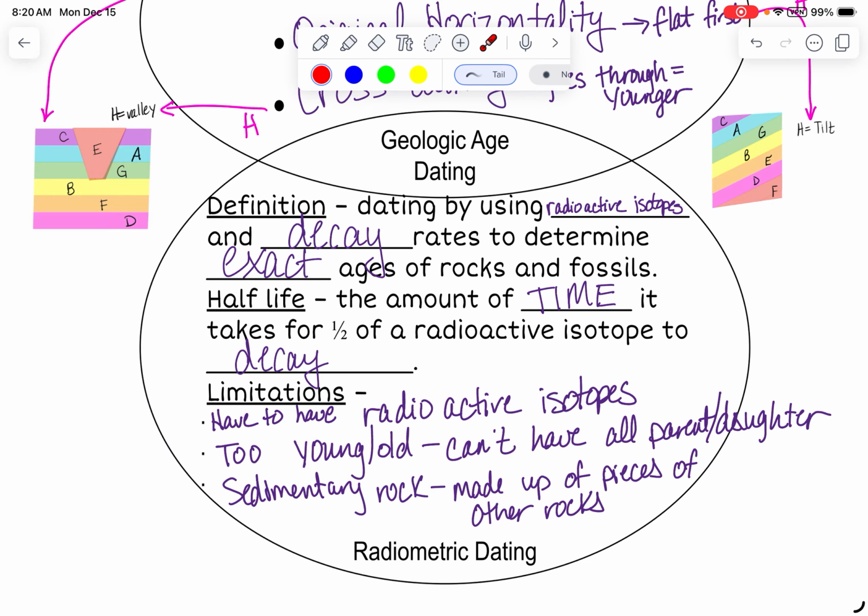And some of those objects have really long decay rates, like billions of years. So it could be a while before you get any of that daughter isotope. So then you don't know when that rock was made.